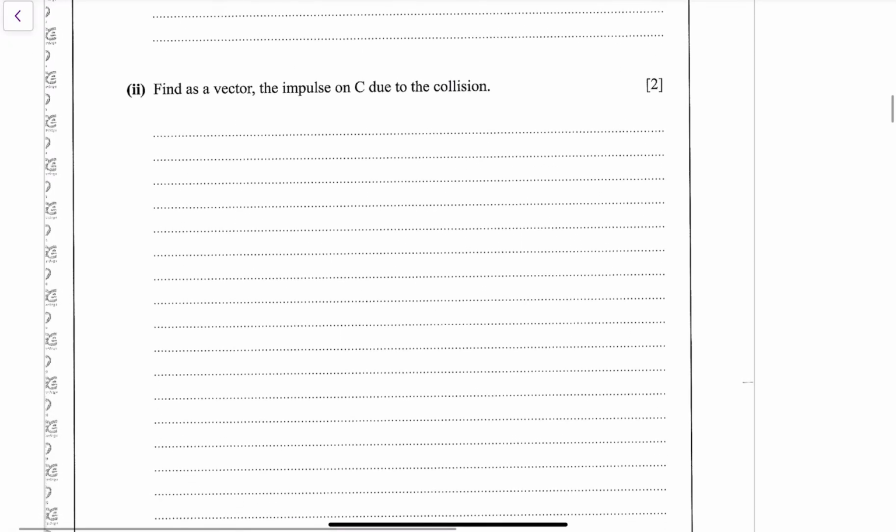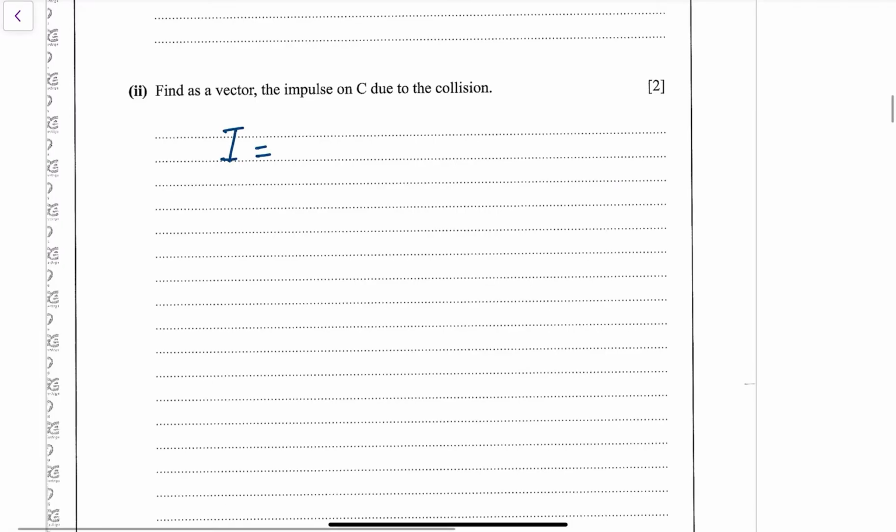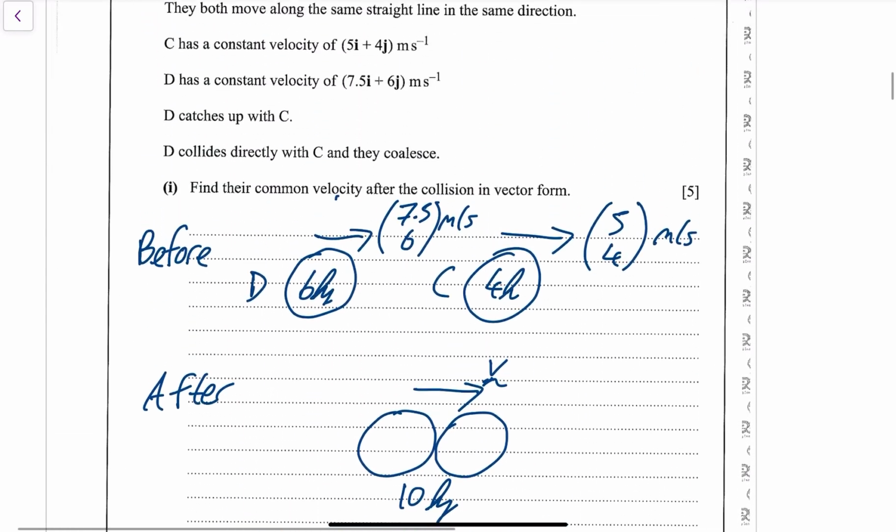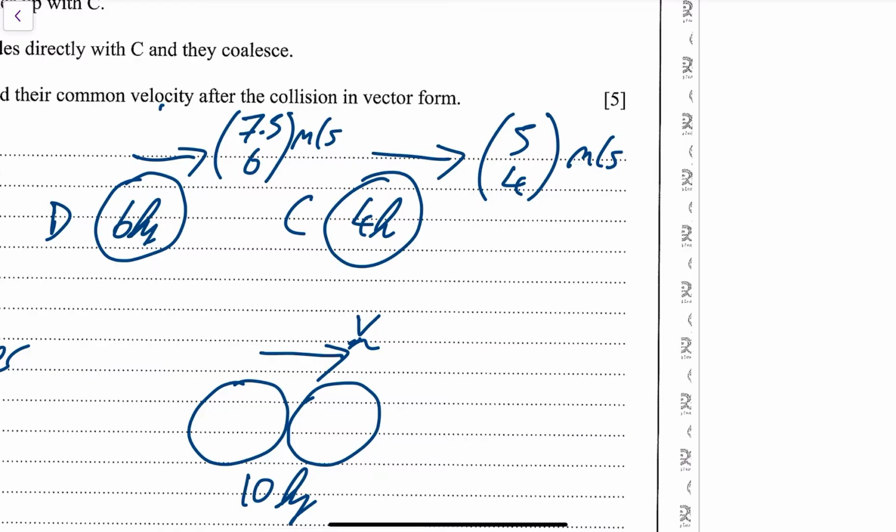The next bit says, find as a vector the impulse on C. What on earth is impulse? Impulse is force times time, but that's not going to work in this case. It's also mv minus mu. So we're going to look back at our C. It started off with a mass of 4, finishes with a mass of 4, that doesn't change. Its initial velocity, the u, is 5i plus 4j, and the V we have just worked out to be 6.5i plus 5.2j, it was indeed.